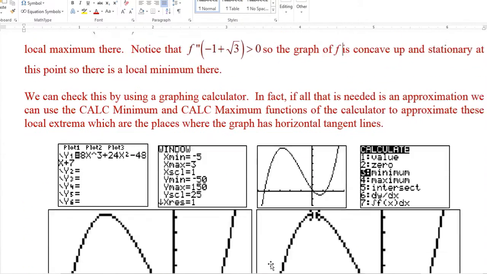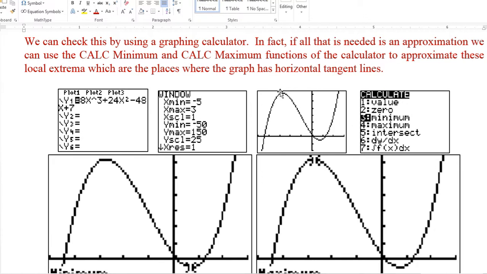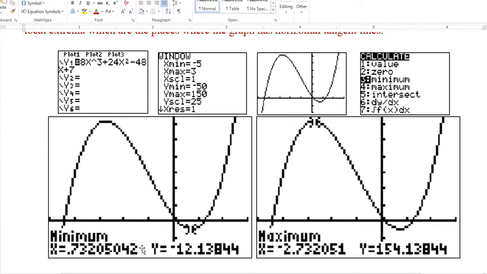Or you could just graph the thing and tell that, oh yeah, there's a maximum here and a minimum here. So the one that's -1 minus something is the maximum. -1 plus something is the minimum there. And in fact, if we just want to find those places, that's going to be the same places where we have horizontal tangent line. If we just need a decimal approximation, or as a check of what we've already done, we can do a calc minimum for this minimum here, or calc maximum there.